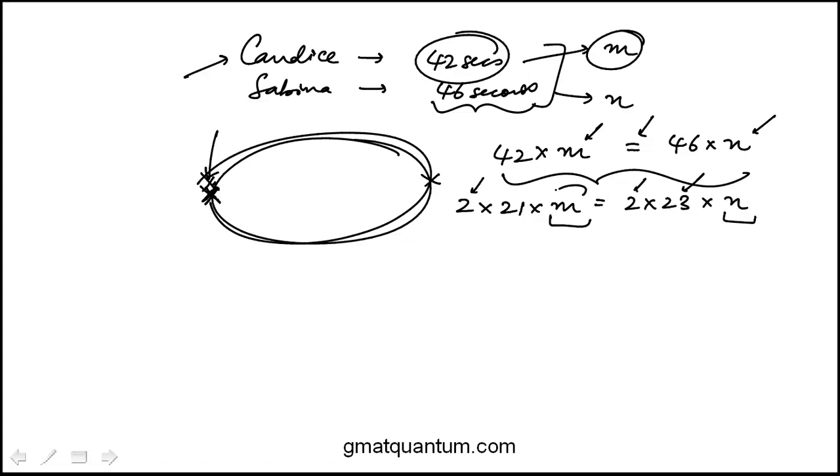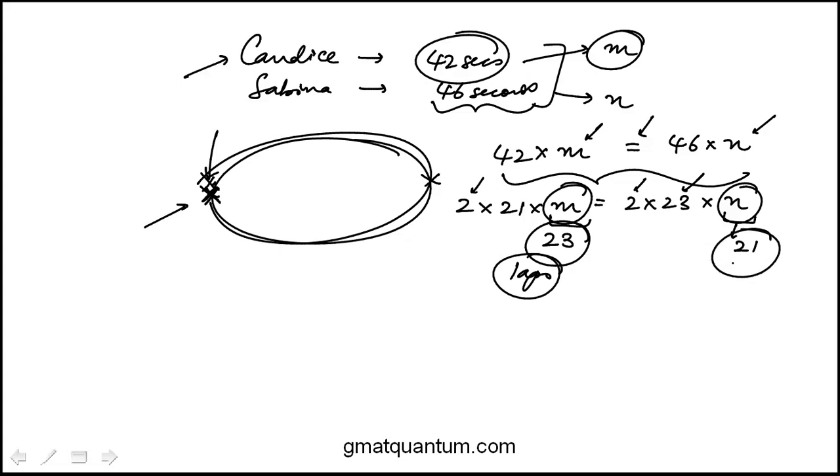So the least possible value of m and n would be if we just replace m with 23 and n with 21, which means that when they meet back at this starting point the first time, Candace has completed 23 laps. She's going faster, whereas Sabrina has completed 21 laps, and that means the answer is 23, which is choice B. So that's one way to do it.